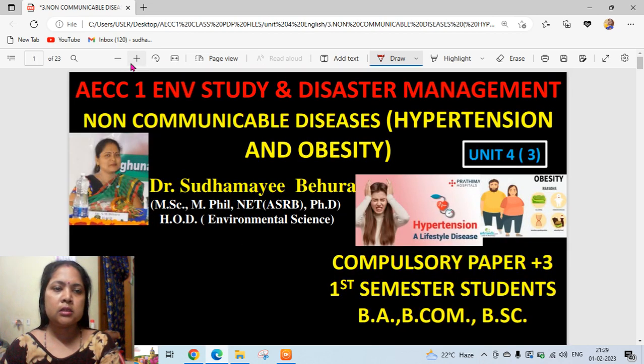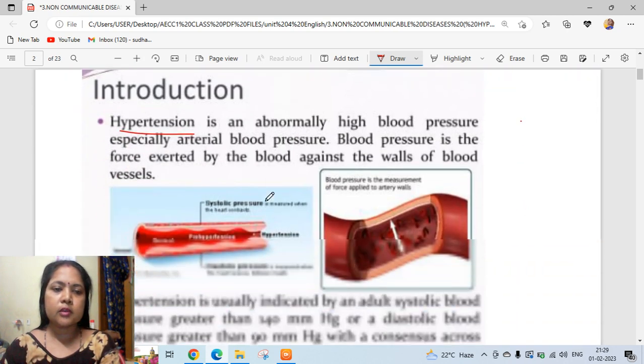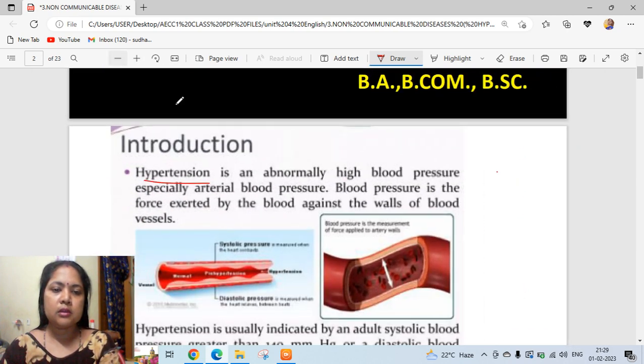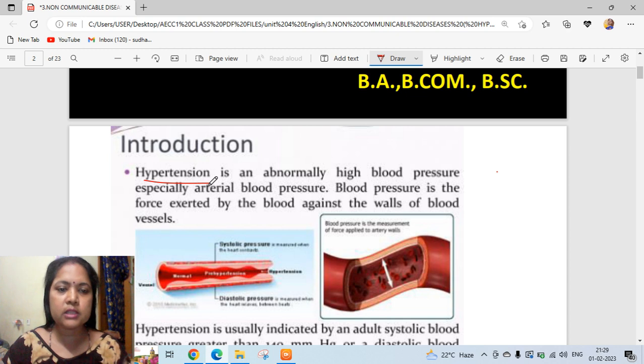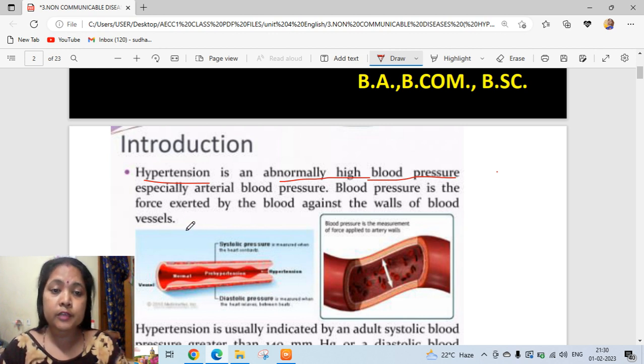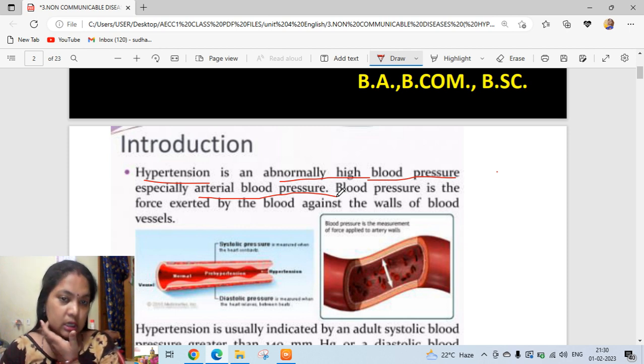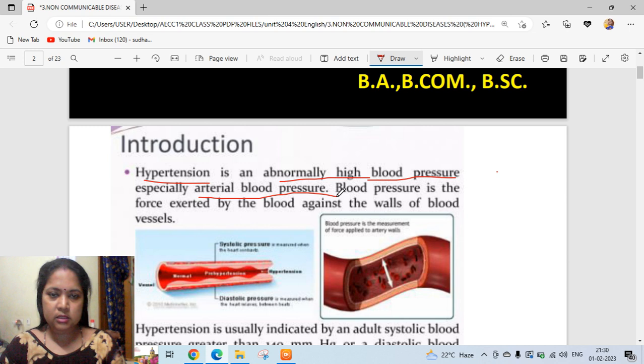So let us directly go to our discussion. Hypertension is an abnormally high blood pressure, so that we call hypertension. When our blood pressure is abnormally high, then we suffer from hypertension, especially arterial blood pressure, because you know that we have systolic and diastolic measurements of blood pressure. We will discuss what that is later on. Blood pressure is the force exerted by the blood against the walls of blood vessels.